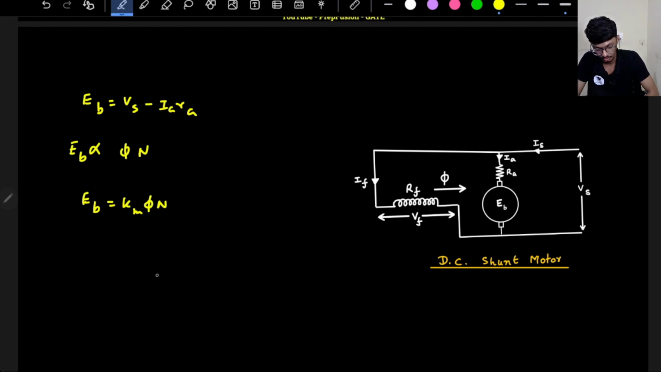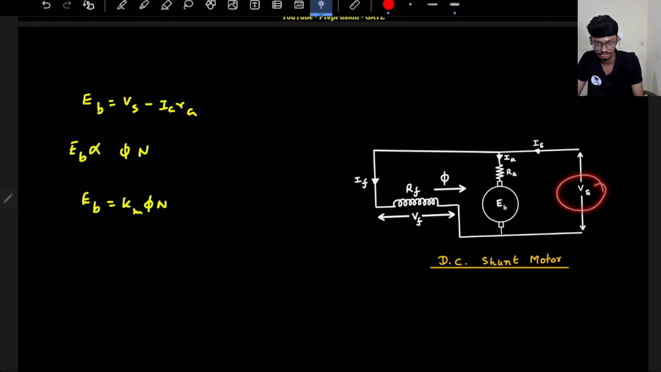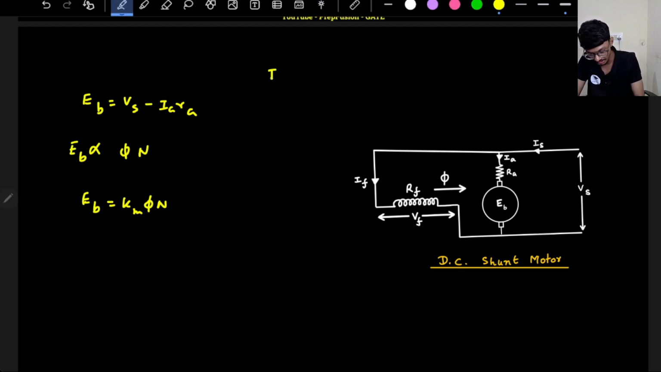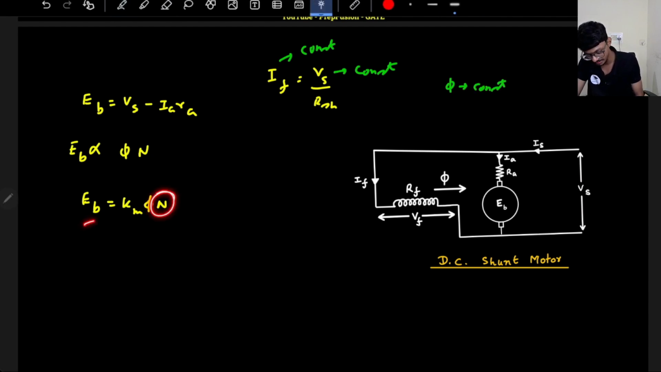it will be the same, because here the terminal voltage is constant. So what is the field current? It is Vs upon Rsh. In the case of a motor, the great thing is we make our terminal voltage constant. It is a DC motor, so the terminal voltage will be constant. If the terminal voltage is constant, hence my IF is also constant. If IF is constant, hence my flux is also constant. Flux does not vary. So ultimately EB depends on speed only.